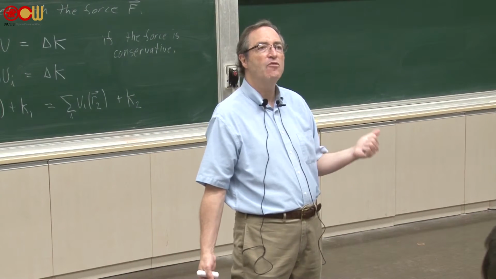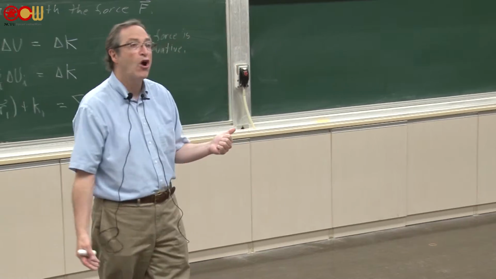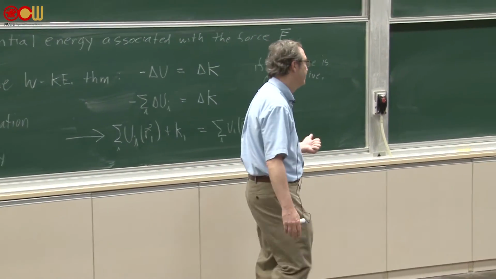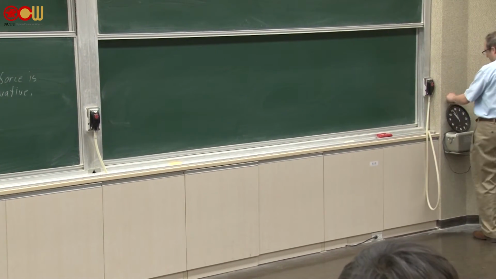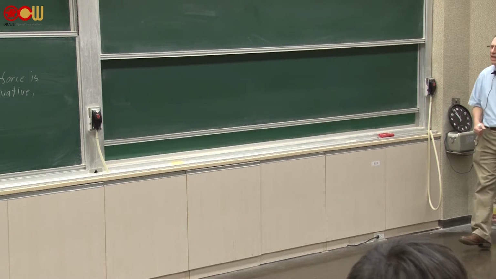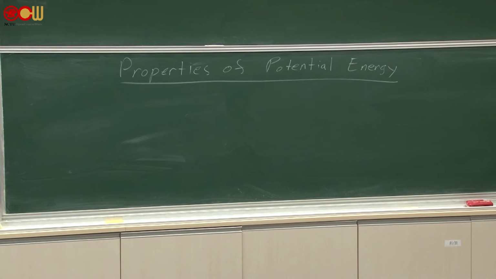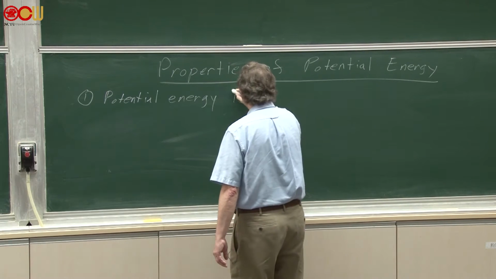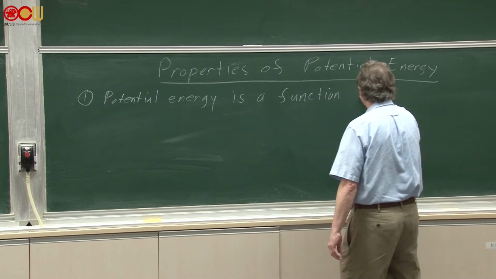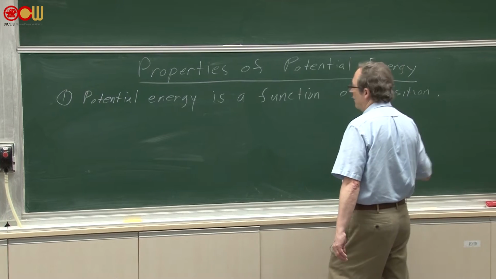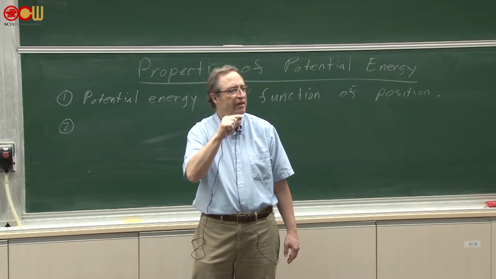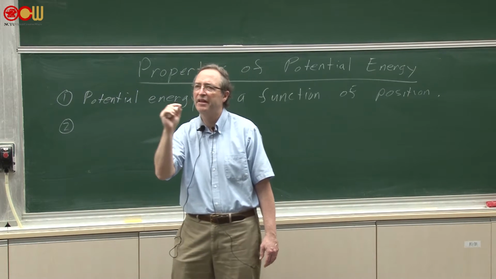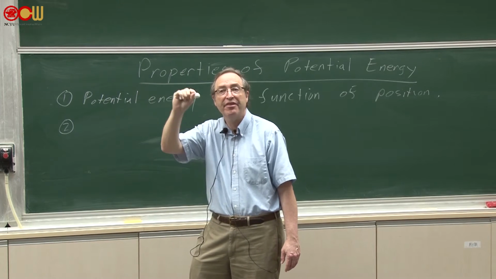All right, so the first thing I want to do is list some properties of potential energy. So let's do that. And then I'll say a few more words about conservation of energy, how to use conservation. Just things to know about potential energy. Number one, potential energy is a function of position. All right, so that's one thing. Secondly, the changes in potential energy do not depend on the path taken.